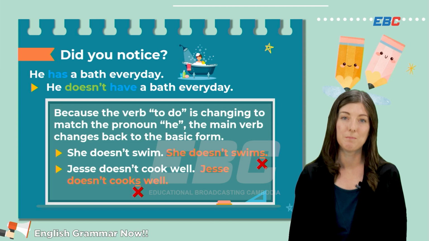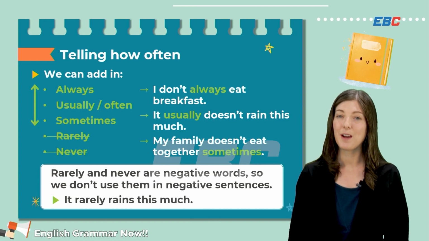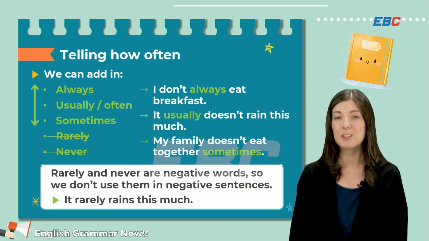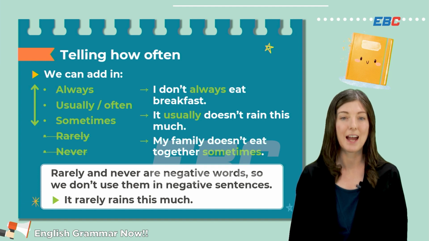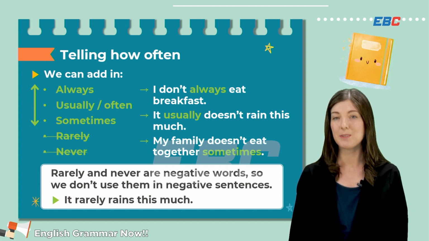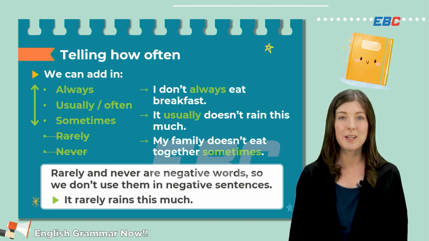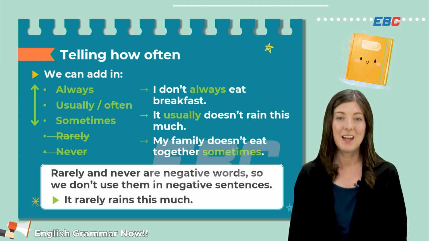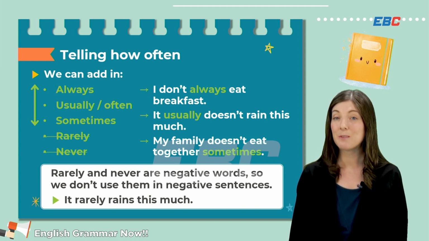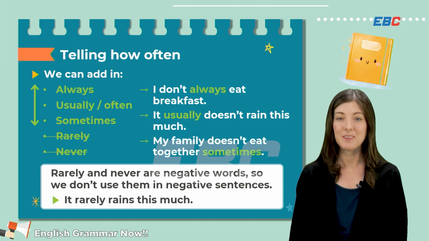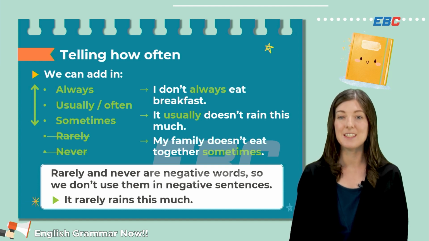We can also add in some adverbs to tell how often something happens. For example, I don't always eat breakfast. It usually doesn't rain this much. My family doesn't eat together sometimes.